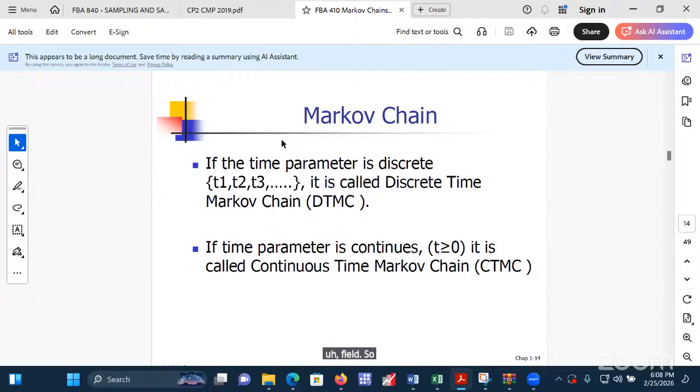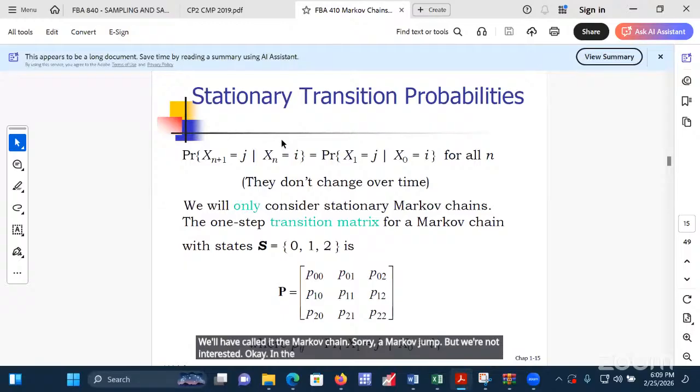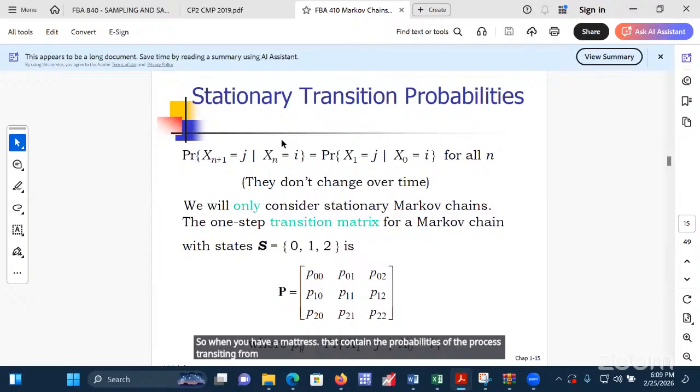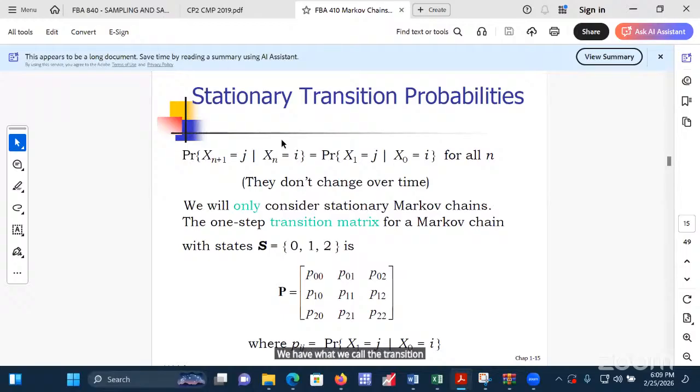So if the time set is continuous but the state is discrete, we would call it a Markov jump process. But we're not interested in a Markov jump. What we're interested in is the Markov chain and the transition probabilities. Remember, I have demonstrated how it is computed. So when you have a matrix that contains the probabilities of the process transiting from one state to another, we have what we call the transition matrix.